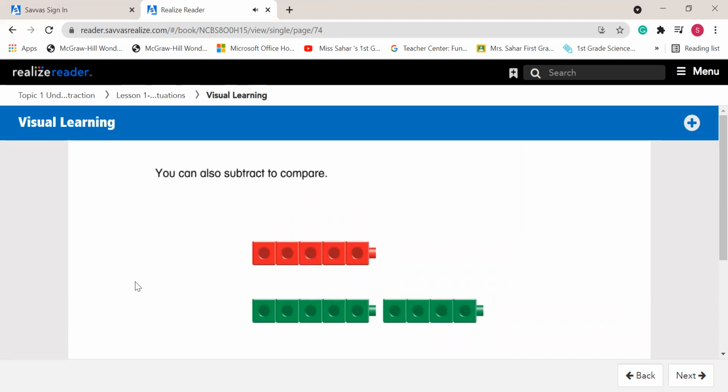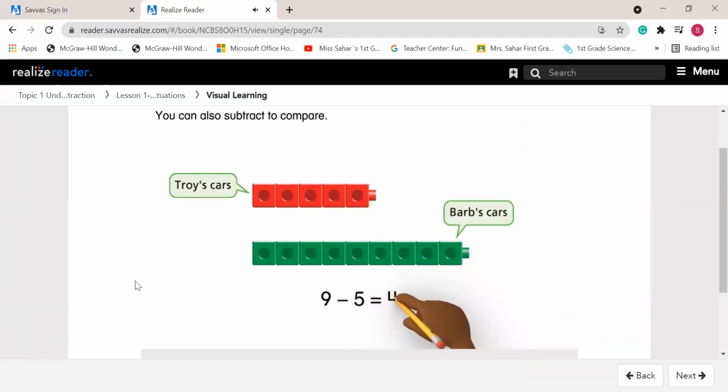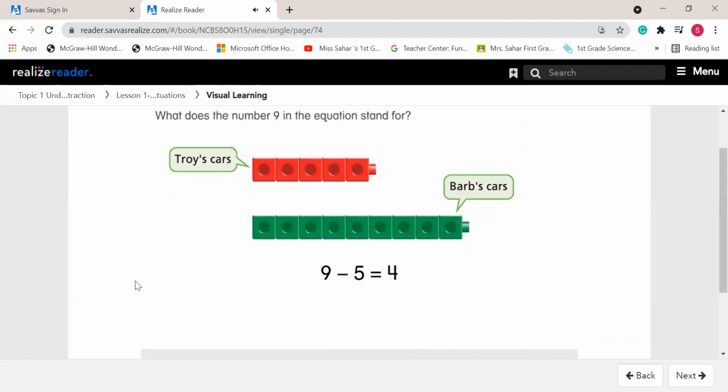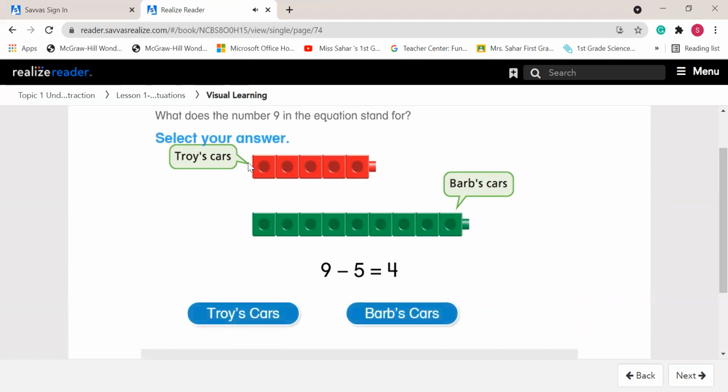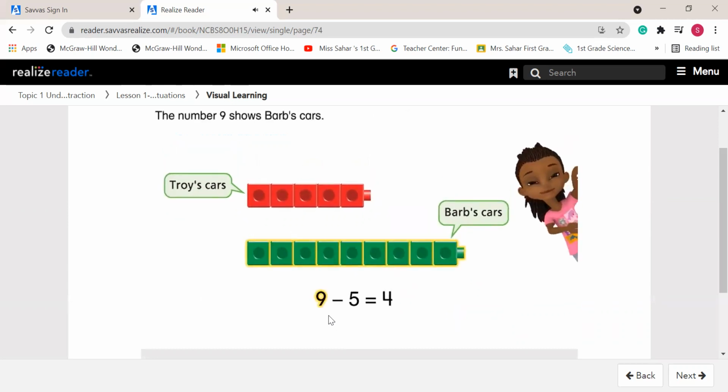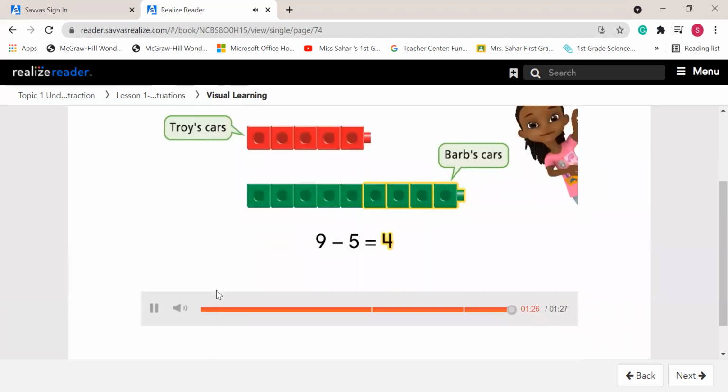You can also subtract to compare. 9 minus 5 equals 4. What does the number 9 in the equation stand for? Select your answer. Is it for Troy or for Barb? Very good. The number 9 shows Barb's cars. The number 5 shows Troy's cars. Troy has 4 fewer cars.